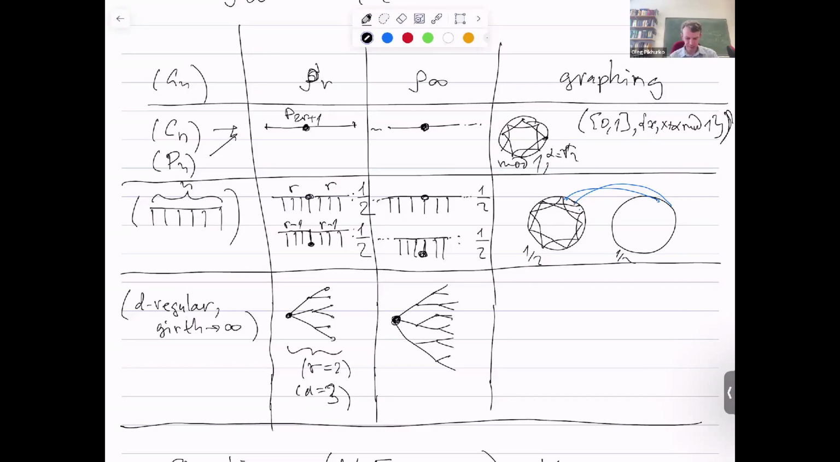And last example, okay, d equals 3. How can we make the space? Well, here it would be convenient to do some geometry. You can imagine that your vertex set is S2 with the usual surface measure. So all rotations and reflections preserve the measure.